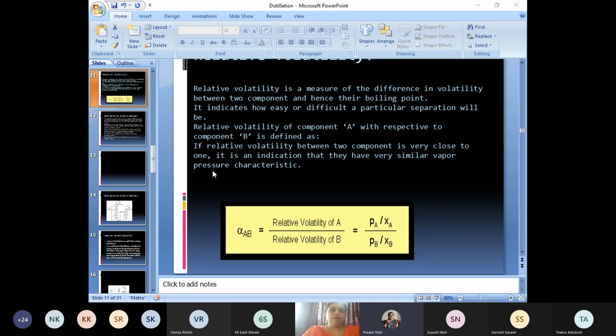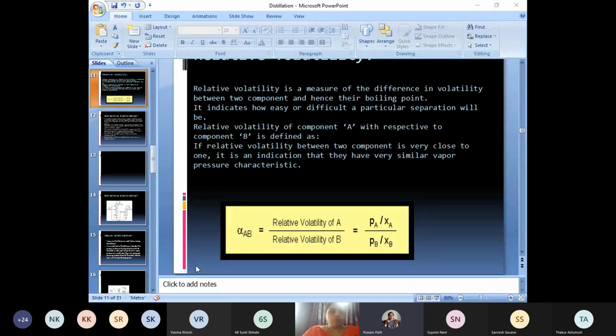I will read these points over here, you will understand them. Relative volatility is a measure of the difference in volatility between two components and hence their boiling point. It indicates how easy or difficult a particular separation will be. If relative volatility between two components is very close to 1, it is an indication that they have very similar vapor pressure characteristics. Relative volatility is denoted by alpha.